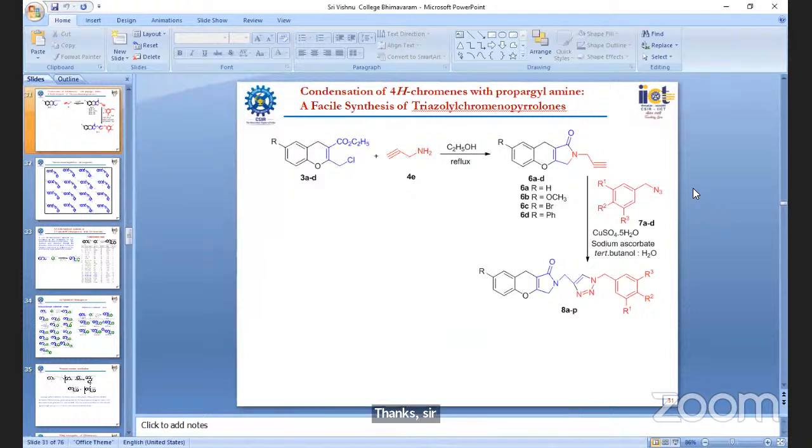Instead of the benzylamine, if you take a propargylamine, that means you can make the propargyl compound. Then if you do the click reaction, you can make the triazole. So that is another heterocycle you can make, the triazole compound, with the azide compound.